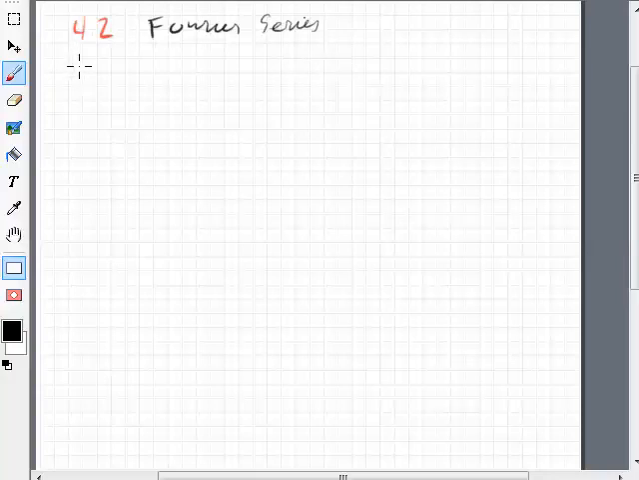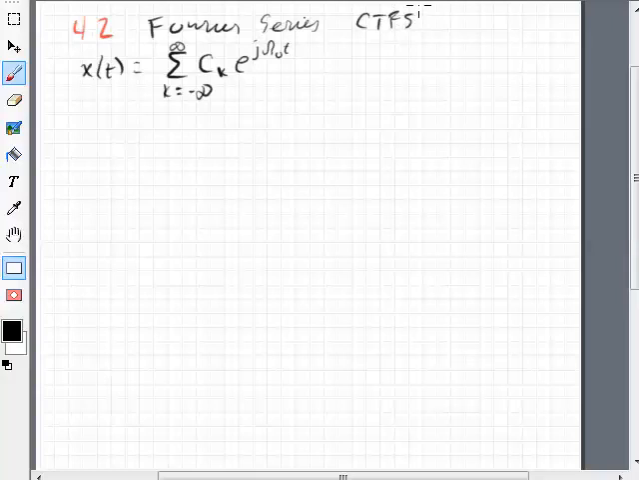It's all based on, of course, Fourier's theory that we can take any periodic signal and write it as a sum, k equals minus infinity to infinity, of some Fourier coefficients, ck, e to the j omega naught t. So this is the complex continuous time Fourier series. Okay, and we're going to focus on the complex version of this Fourier series, if you might remember from last time.